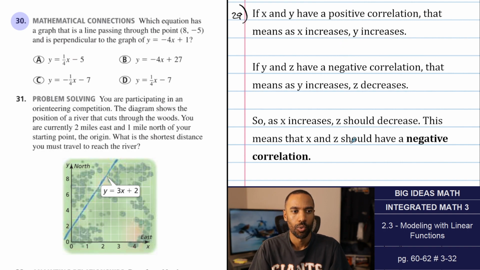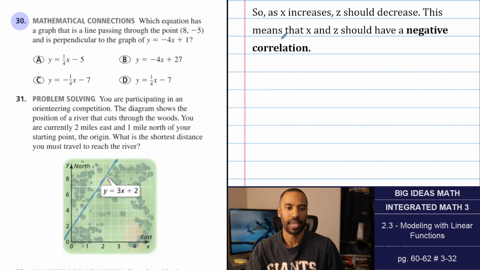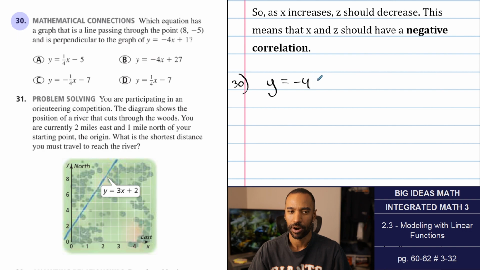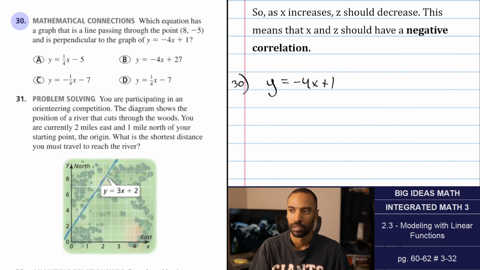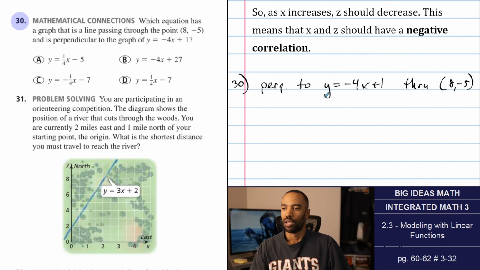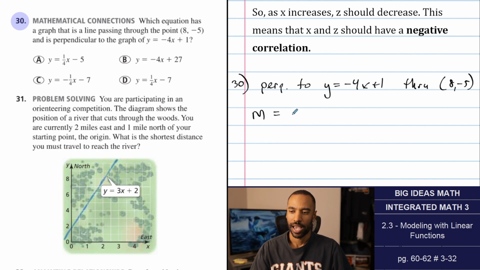Mathematical connections. Which equation has a graph that is a line passing through the point 8, negative 5 and is perpendicular to the graph of y equals negative 4x plus 1? This is something you would have done in IM1 for sure. So perpendicular to y equals negative 4x plus 1, and it goes through 8, negative 5. What you want to first do is say the slope of this line is negative 4, so the opposite reciprocal slope, perpendicular, this is negative 4 over 1, so this is positive 1 over 4.